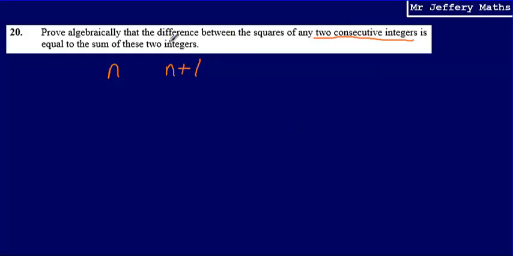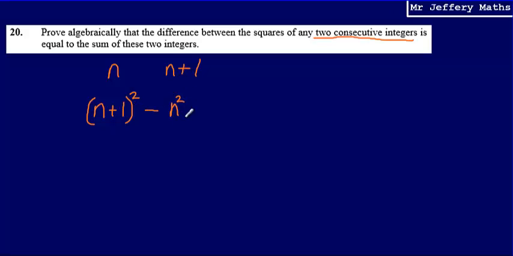Then what we need to work out is the difference between the squares of these two consecutive integers. So I'm going to have to take the square of n plus 1, and subtract from that the square of n, because the square of n plus 1 will be larger than the square of just n. So I'm going to take n plus 1 and square it, and from that subtract the first number, n, that number squared, so n squared.